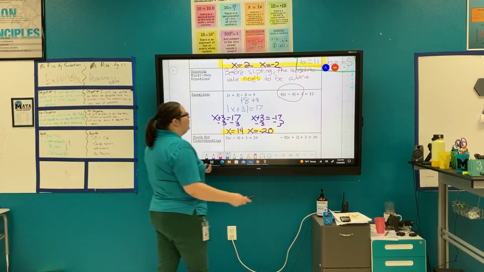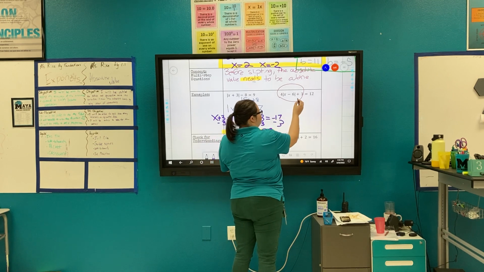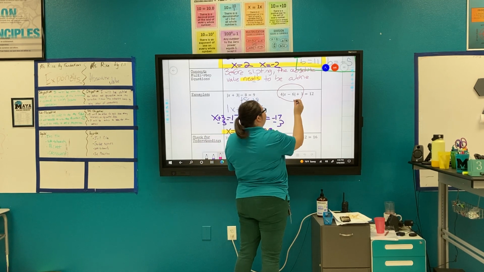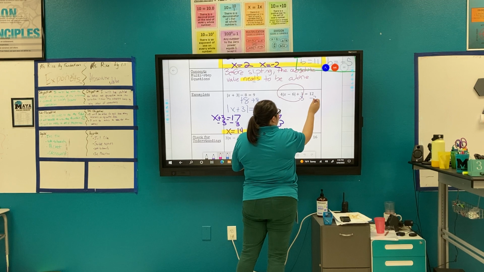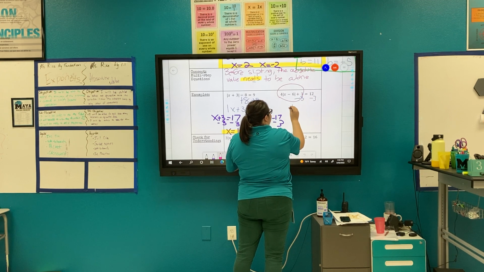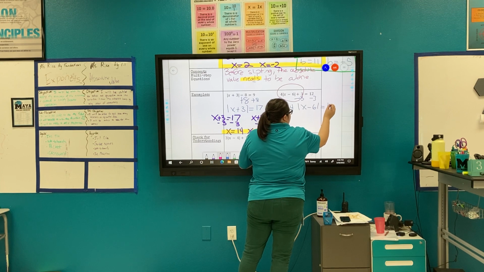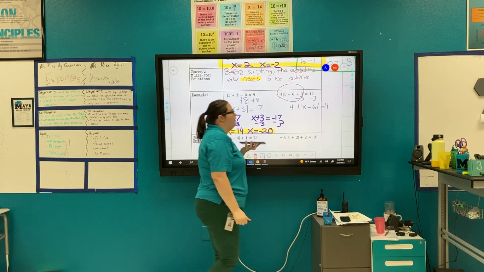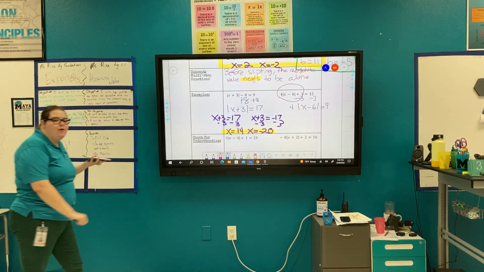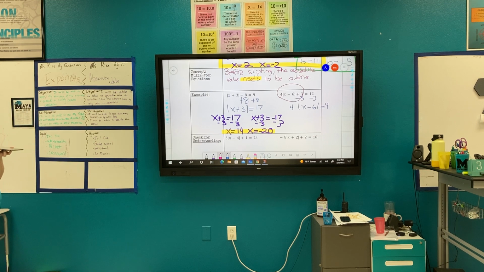Okay? So how do I move my 3? By subtracting by 3. Perfect. I'm going to subtract by 3. I'm going to end up having 4 absolute value of x minus 6 equals 9. Now, how do I move my 4 over, Victoria?